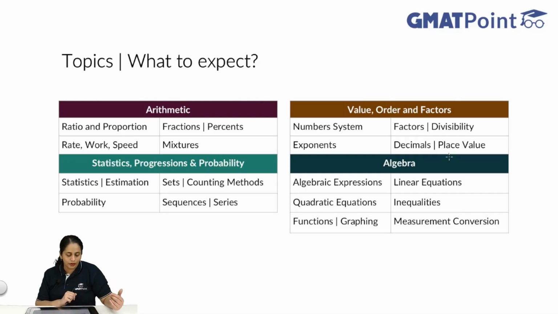Similarly, in statistics, progressions, and probability, you will have questions on statistics, estimation, like say mean, median, mode. You would also have questions about sets, counting methods, about probability, about sequences and series. So progressions, AP, GP, all of this will also be included in this particular part. In value, order and factors, you have to have a basic idea of number sense, that is number systems, what are decimals, what are fractions, what are factors, divisibility, what are exponents, what is place value, face value. All of these basic aspects of the number line are included in this particular exam.